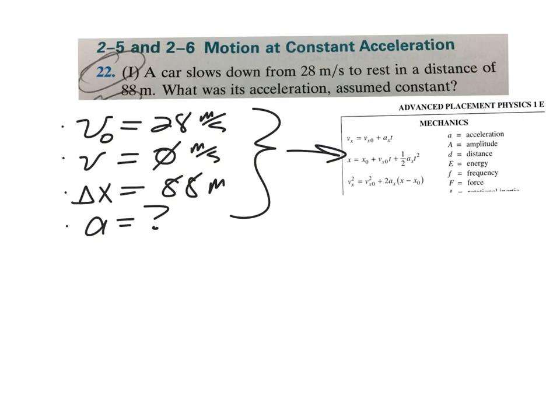So now I've got to go through my kinematic expressions. I've got an initial velocity, a final velocity, a displacement, and an acceleration. So I take a look at that first equation. I've got final velocity, I've got initial velocity, check. Acceleration, check. Time? Oh, wait a minute, I don't have time. That one's no good. All right, next.